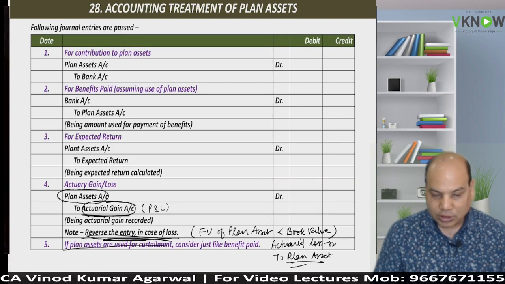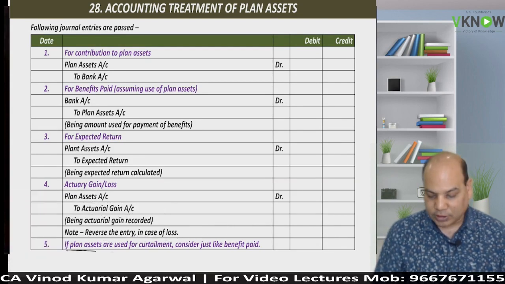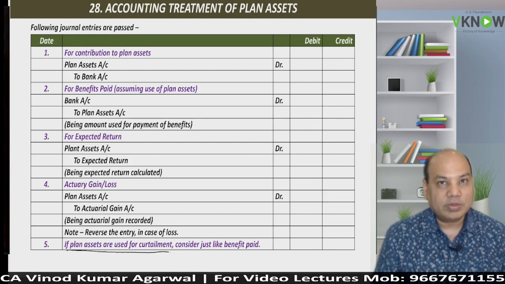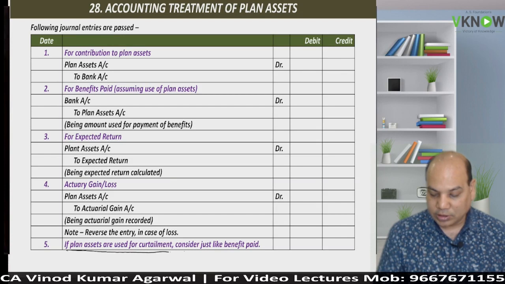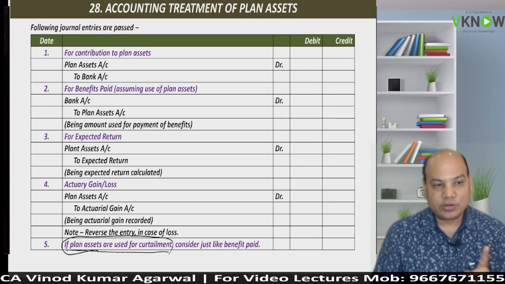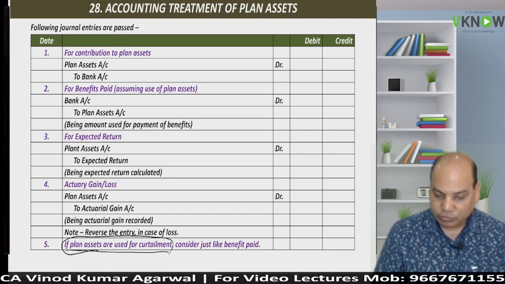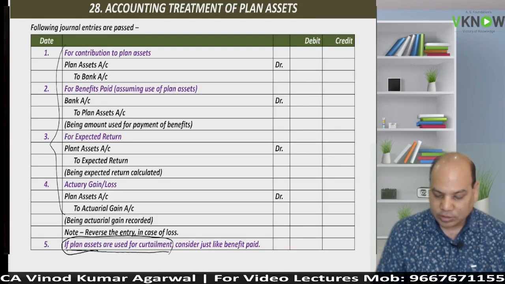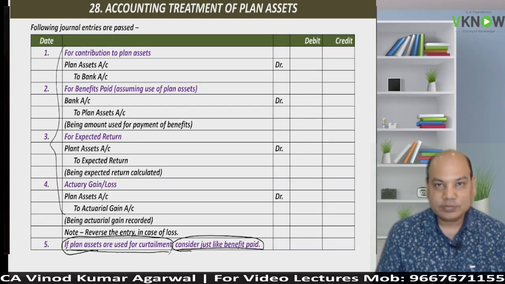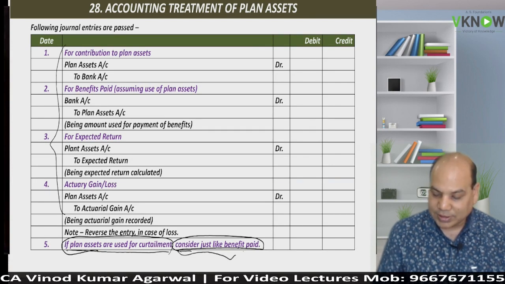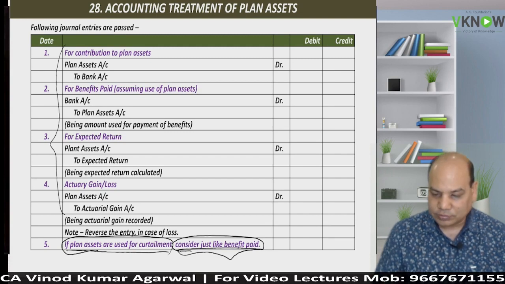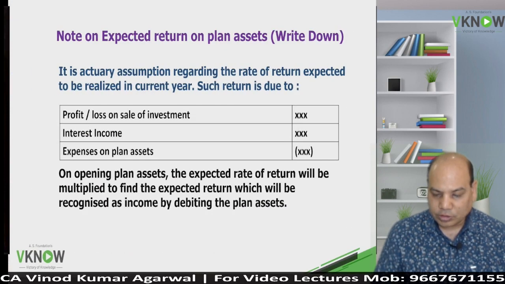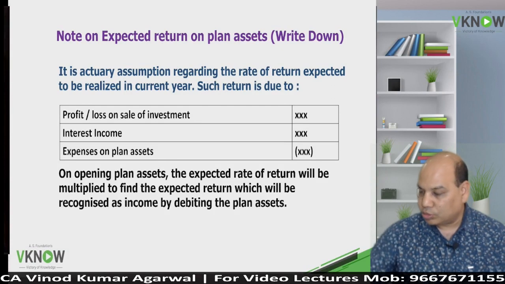If plan assets are used for curtailment, point number 5, I hope the students remember curtailment from the previous lecture. If the plan asset is used for curtailment, that means if the payment is made at the time of curtailment, you are going to again record entries like the above, just like the benefit paid entry we have done just now.